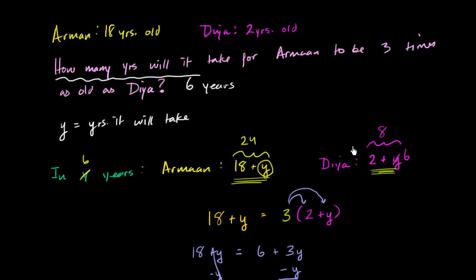And lo and behold, 24 is indeed 3 times as old as 8. In 6 years, Armand's 24, Dia's 8. Armand is 3 times as old as Dia. And we are done.